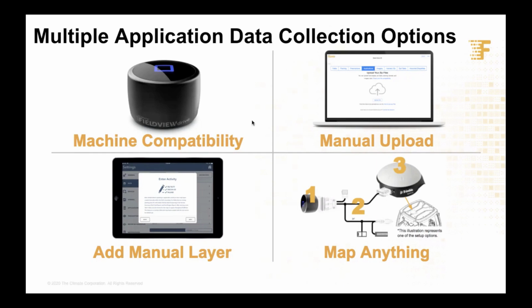We do have a third option down here in the lower left corner, the add manual layer. And what that really means is maybe you want to just make a record of something that you did in the Cab app.